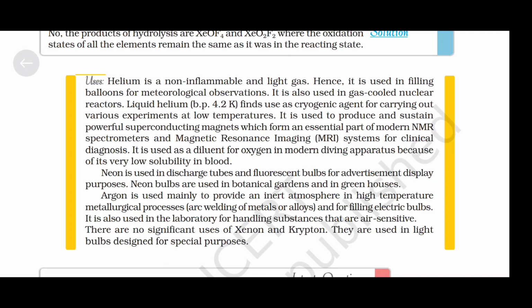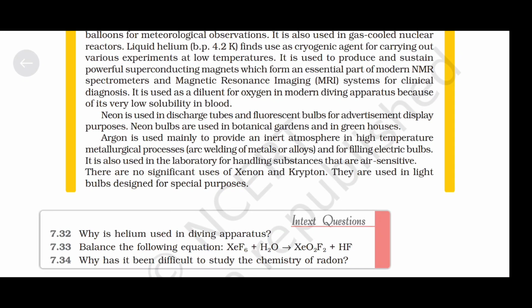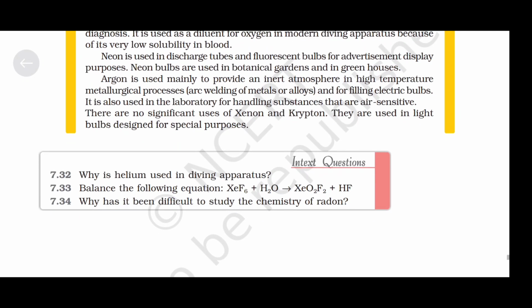It is used as a diluent for oxygen in modern diving apparatus because of its very low solubility in blood. Neon is used in discharge tubes and fluorescent bulbs for advertisement display purposes. Neon bulbs are used in botanical gardens and in greenhouses.